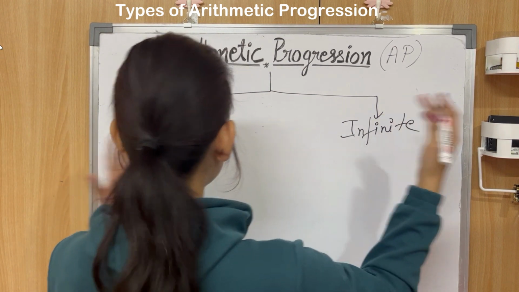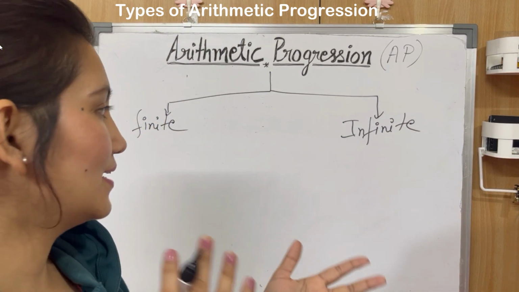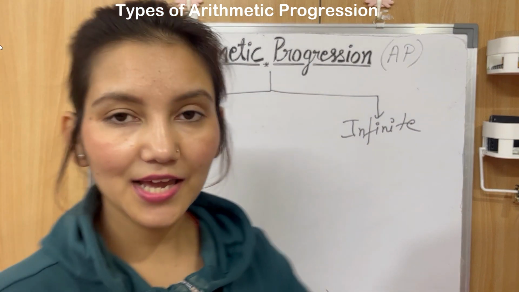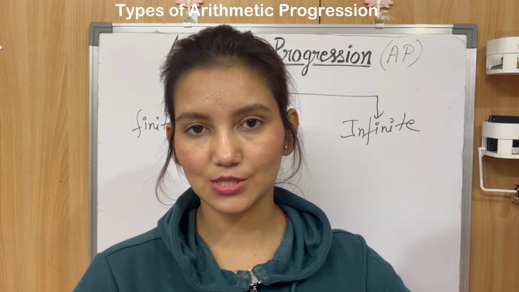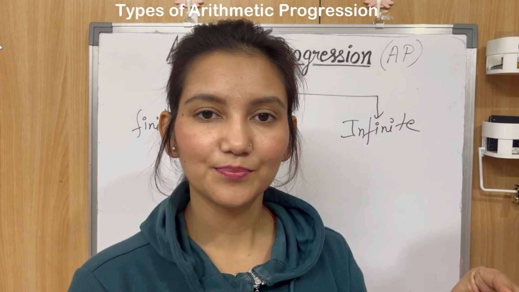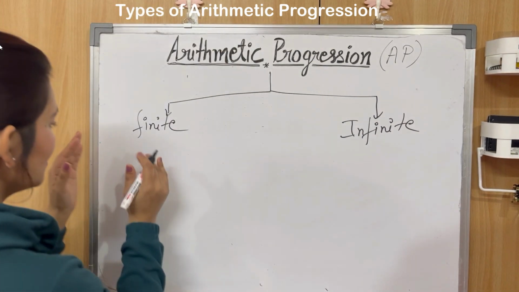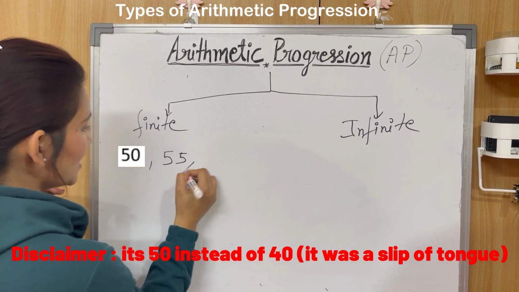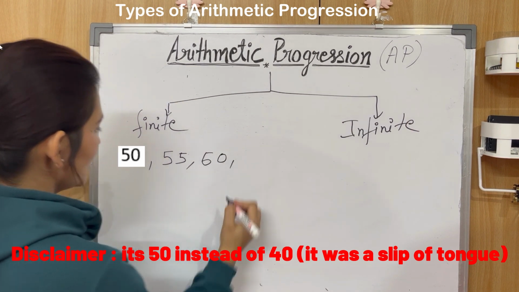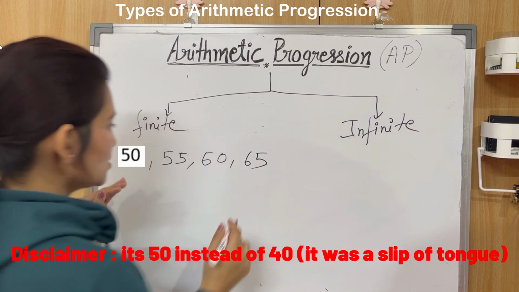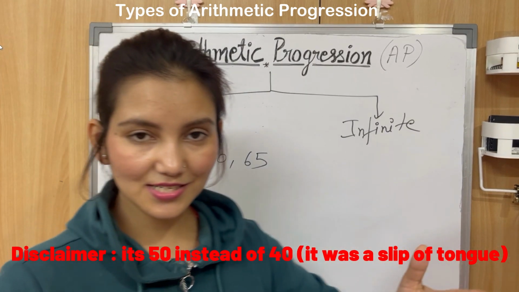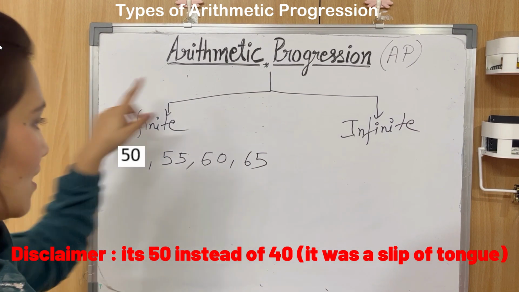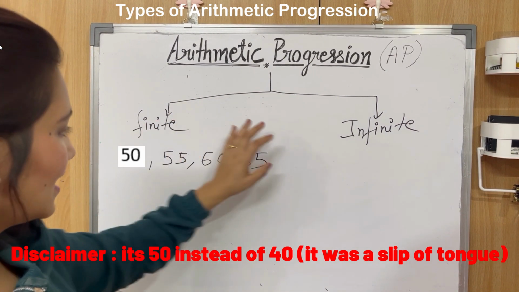Let's take some examples of both so that you understand it better. For a finite AP, let's say I gave you 4 crates of oranges, and in each crate the number of oranges is such that the first crate has 40 oranges, the second crate 55, the third crate 60 and then 65. You see that in all these 4 crates the numbers form an AP. The first term is 40 and the last term is 65.